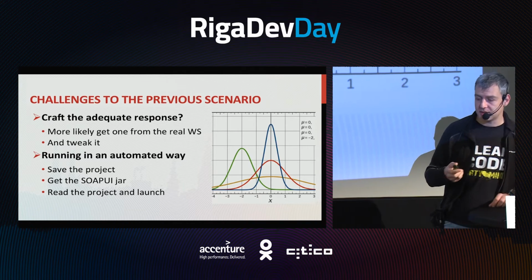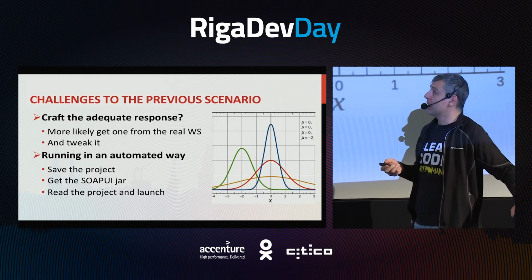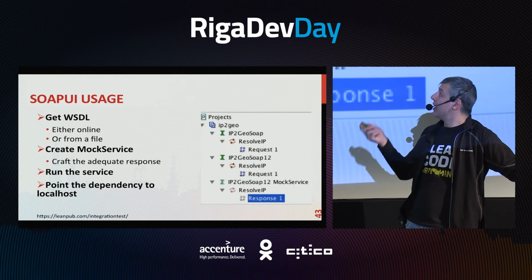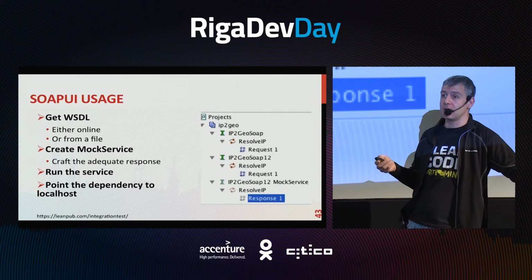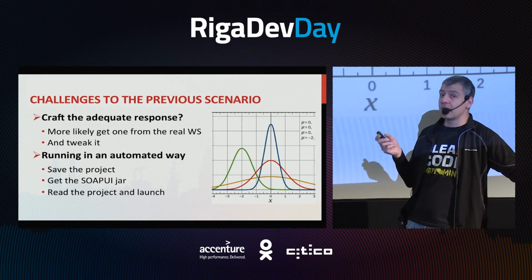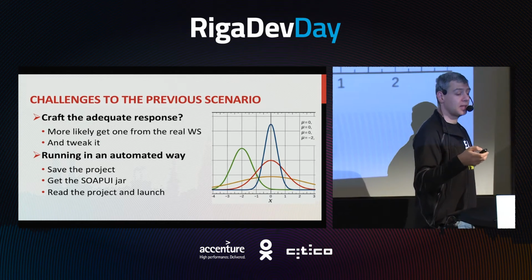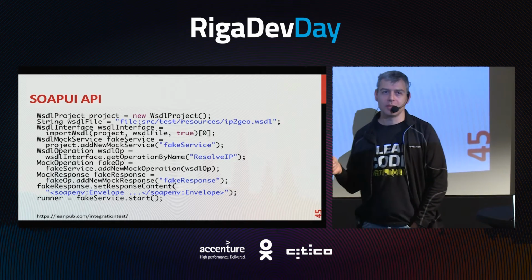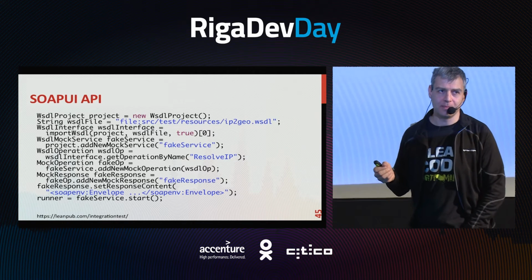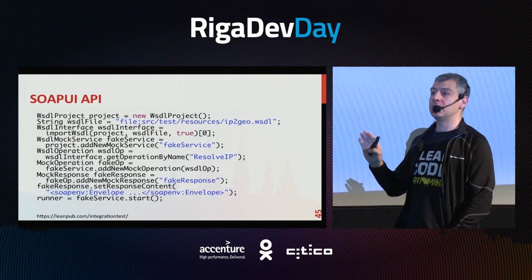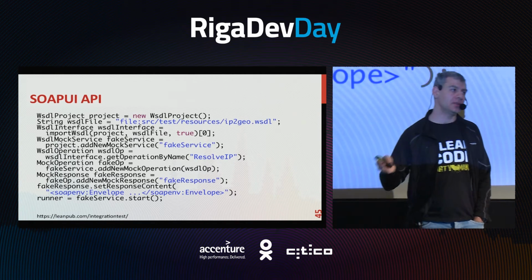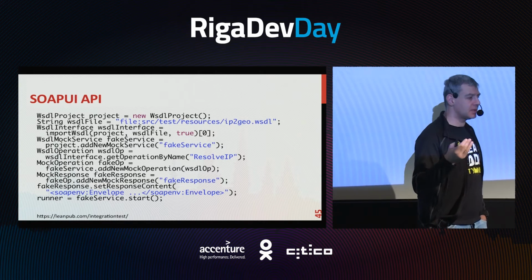The second problem, and the most problematic, is how do you run it? Because what I told you is, it has a GUI and you have to do this and that, a very manual task. The good thing is SoapUI, and not many people know this, has an API. So you can get the jar and hack it around. Of course, as I told you, it's not that easy, but it's possible. So if you really want to have your stuff faked and your integration test running, it's possible.